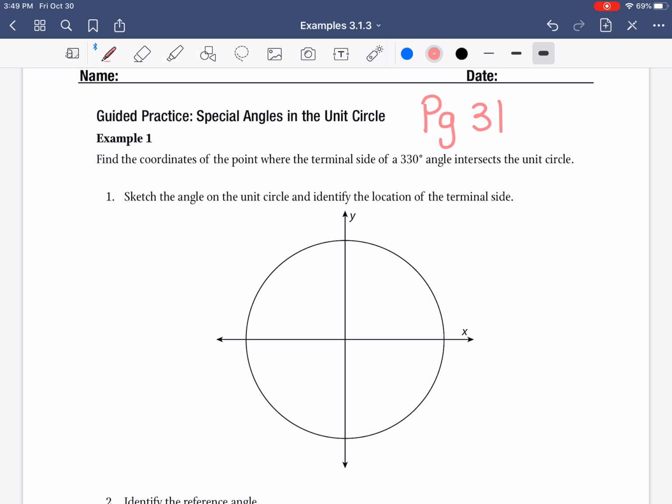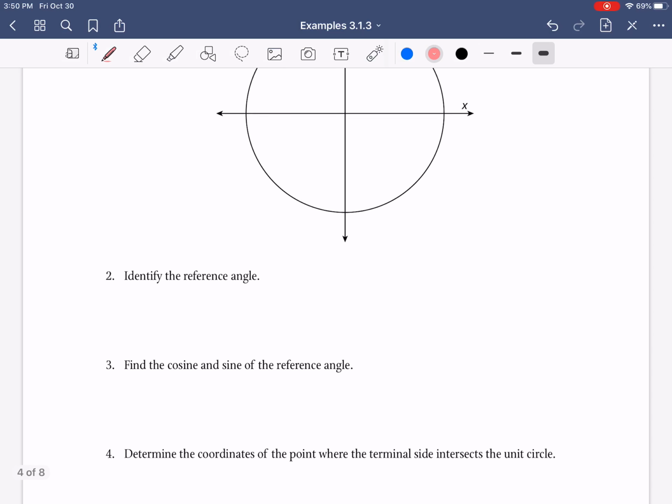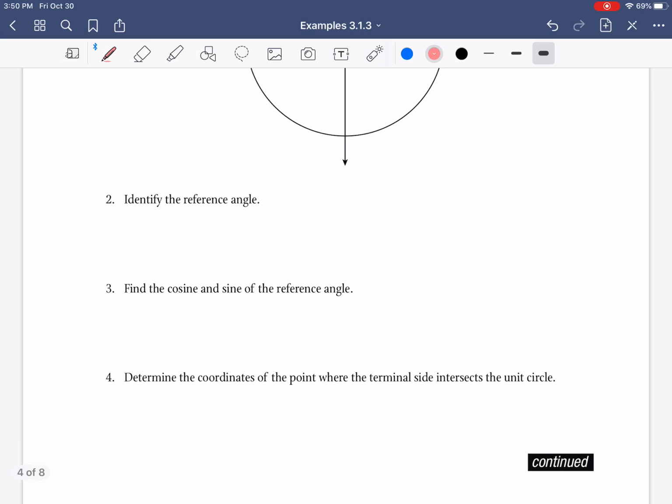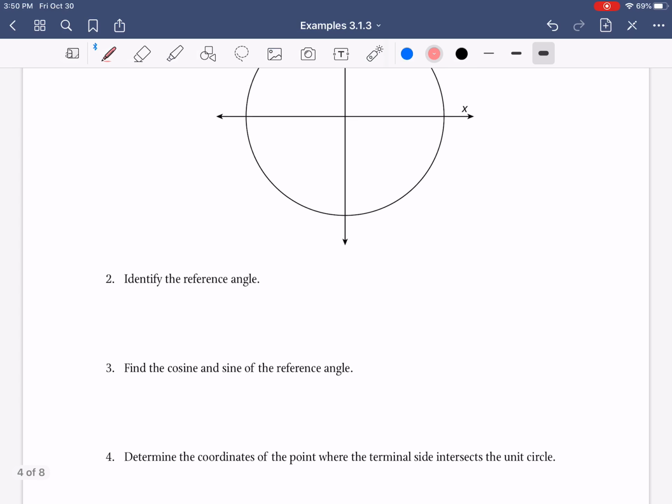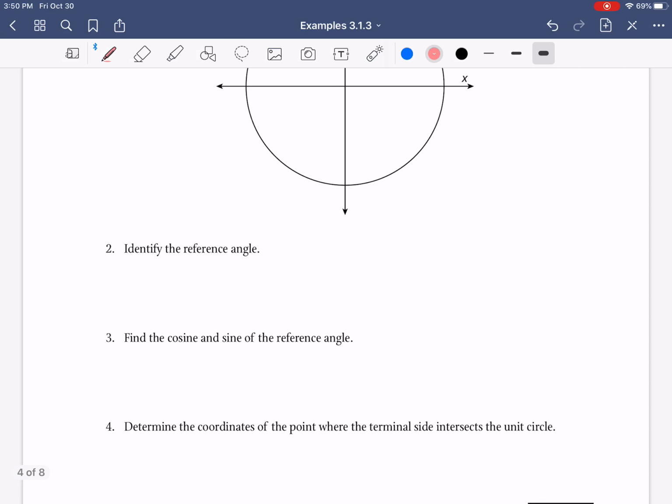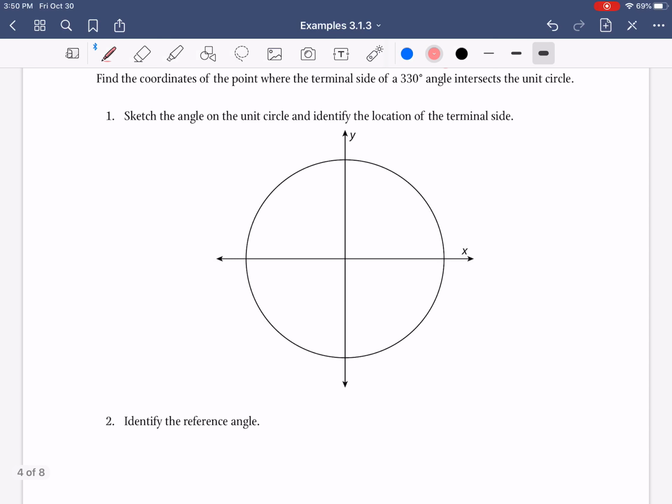Example number 1 on page 31 says, find the coordinates of the point where the terminal side of a 330-degree angle intersects the unit circle. Sketch the angle on a unit circle to identify the location of the terminal side, identify the reference angle, find the sine and cosine of each reference angle, determine the coordinates where the terminal side intersects the unit circle. All right, you guys don't have a unit circle on your paper, so you're going to have to just draw a nice big one at the bottom of your paper.